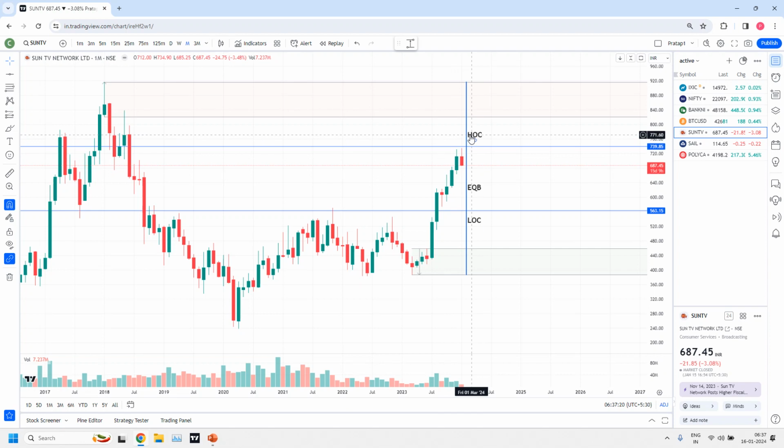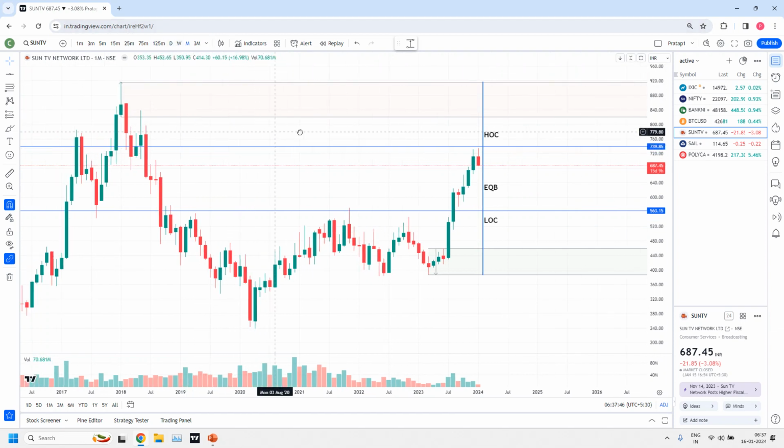But is that enough? No. We have to look into the intermediate time frame. What is the intermediate time frame? This is an MIT trade setup. We are planning MIT, monthly income trade. So in the MIT trade setup, the intermediate time frame is weekly. That is one time frame below monthly. Monthly is the higher time frame, so weekly is the intermediate time frame. So let us change the time frame to weekly.